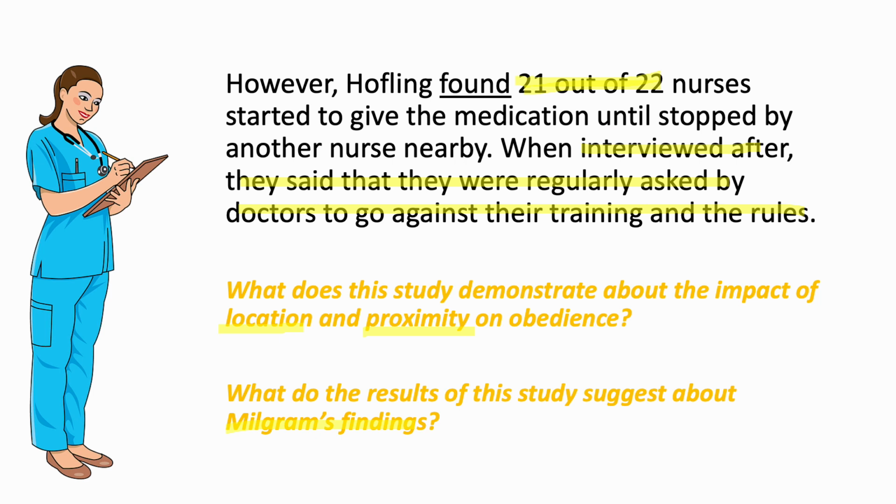Okay, so what these findings reveal is that actually location legitimacy, so the hospital being a legitimate setting and the nurses working there, is actually more of a powerful variable than proximity alone, because the proximity was over the phone, but actually over the phone it should decrease obedience, but actually 21 out of 22 nurses, so 95% of those nurses still obeyed the order, and that can be said to be due to the location where they were in the hospital.